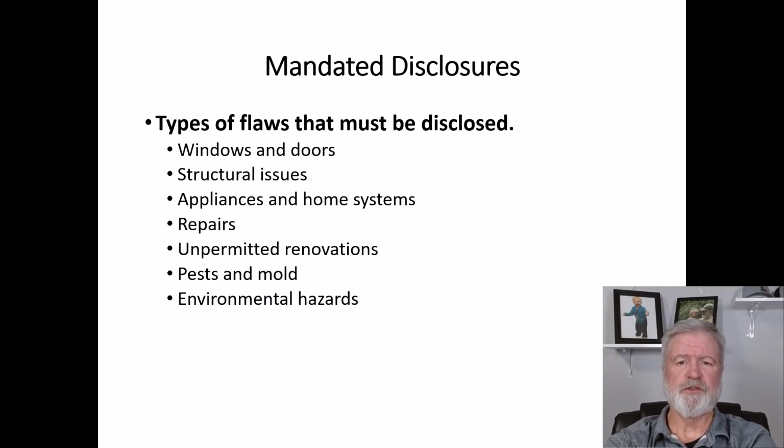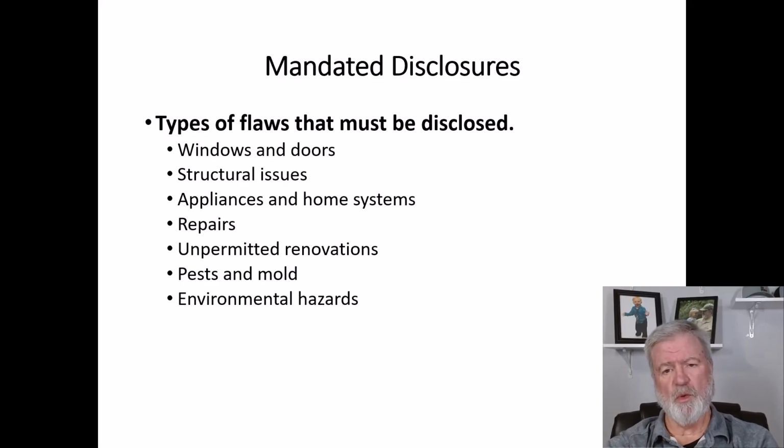It's not just a list that you can check off and say, all right, well, this was an issue, but it wasn't on the list, so I don't have to disclose it. Y'all, that's just not true. So there's not really, per se, a list of things. The law just says you must disclose known defects and or material facts concerning the property.